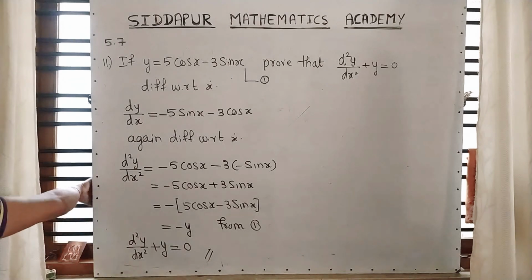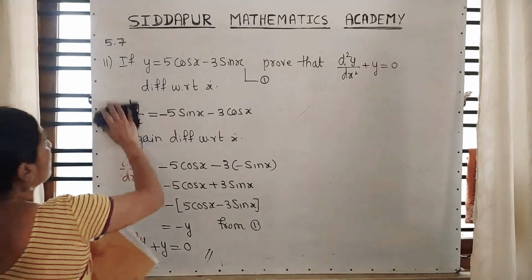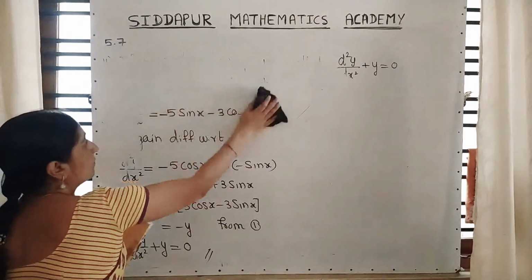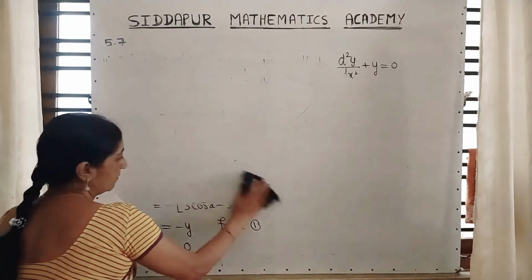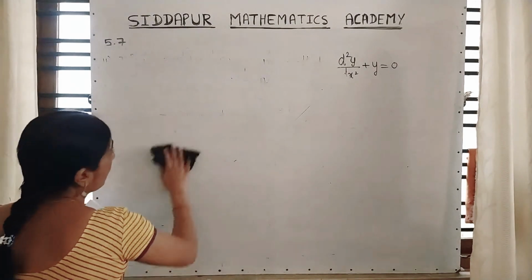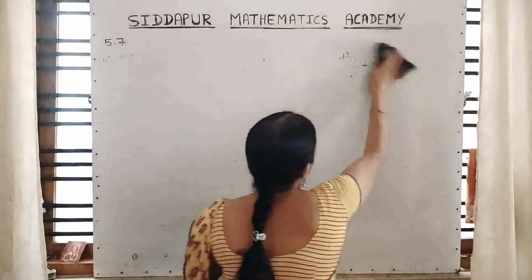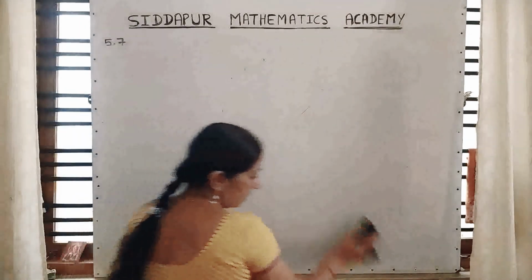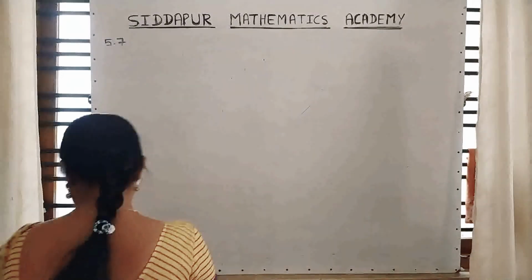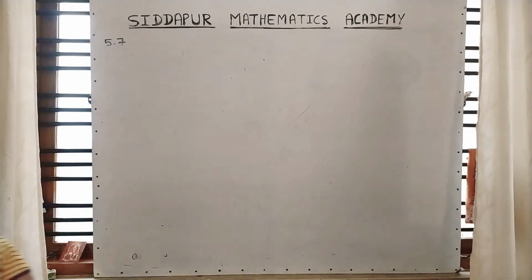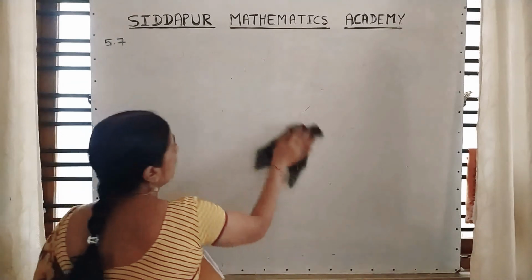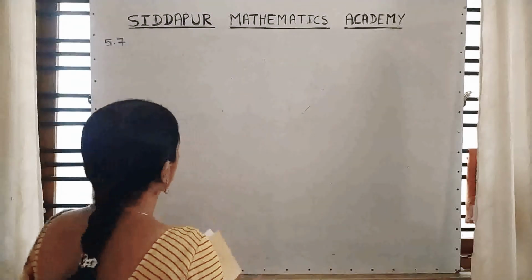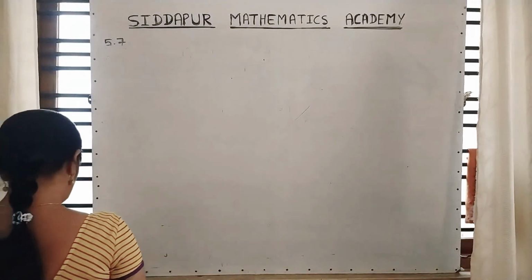Moving to the next question. Question number 11. See, these sums are very important. They can ask in the examination in part D for 5 marks. Moving to the next question, that is question number 12.